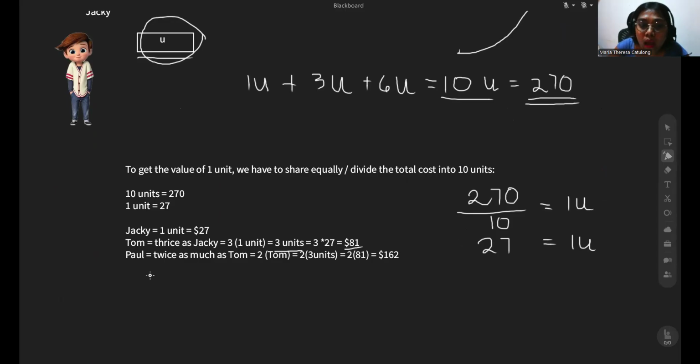Now to find out how many dollars Paul paid, we simply have to multiply. Paul paid twice as much as Tom, so 2 times the cost of Tom, which is $81. So 2 times 81 is 162. Now to find out if our answers are correct, let's check. $27 plus $81 plus $162 is a total of $270.